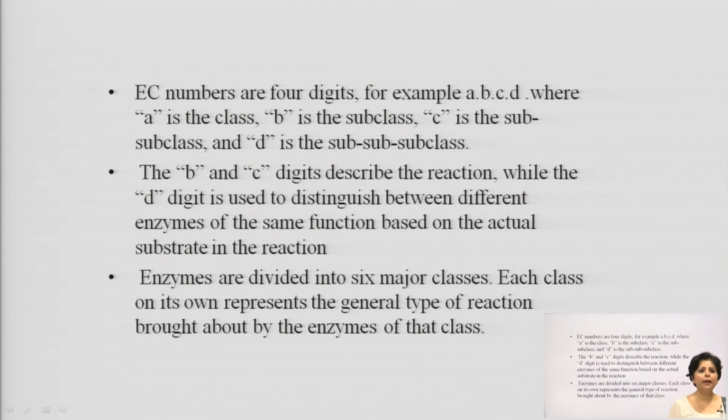The EC number has four digits. For example, A, B, C, D, where A is the class, B is the subclass, C is the subclass, and D is the subclass. The B and C digits describe the reaction, while the D digit is used to distinguish between the different enzymes of the same function based on the actual substrate in the reaction.